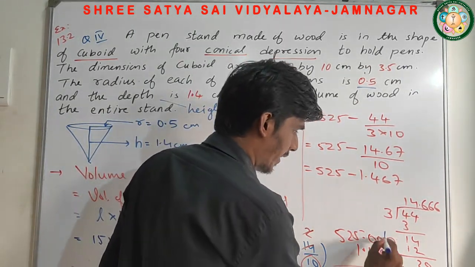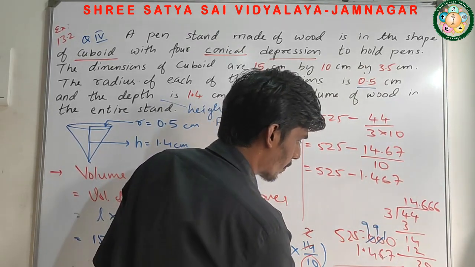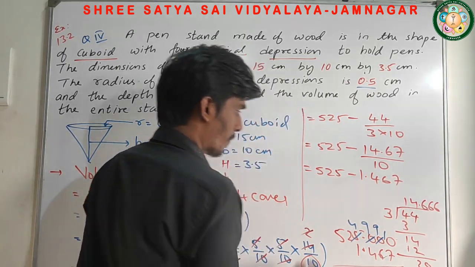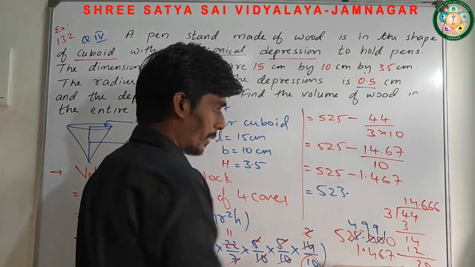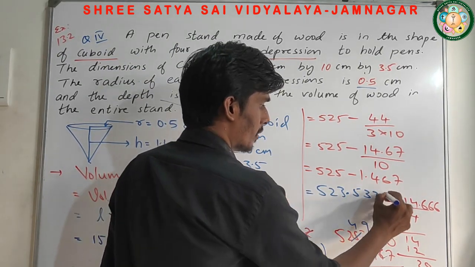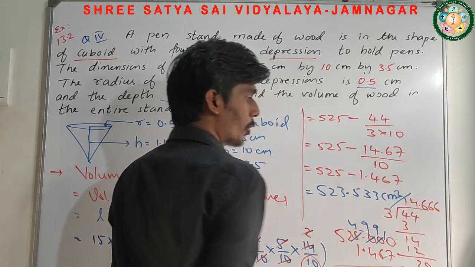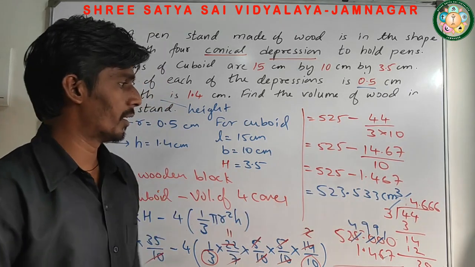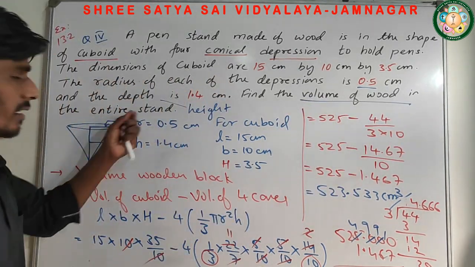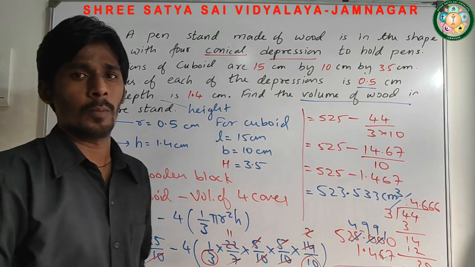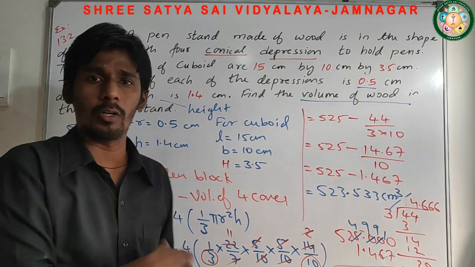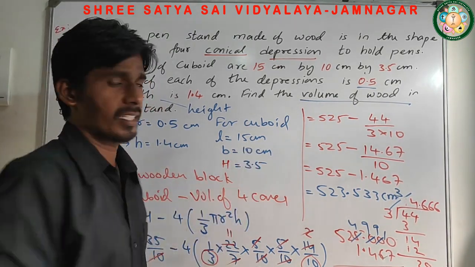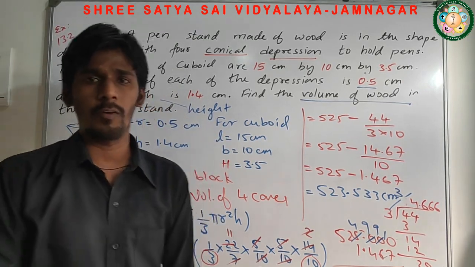So definitely it's 10, 3, 9, 3, 9, 5, 4. 4 minus 1 is 3, 2, 5. So what will be the final answer? 523.533 centimeter square. Sorry, cube. This is cube because it's the volume of the wooden box. So this will be the volume of wood in this pen stand. So how did we find this? From the whole cuboid we subtracted the volume of 4 cones because holes are made there, so that part will be removed from the cuboid, and this is the way we can solve question number 4 of 13.2.